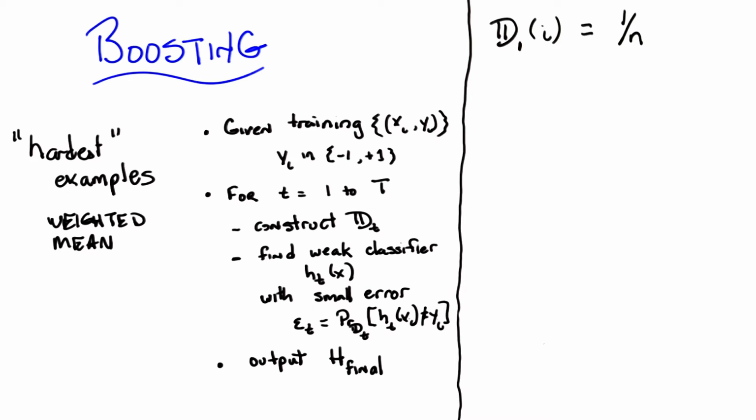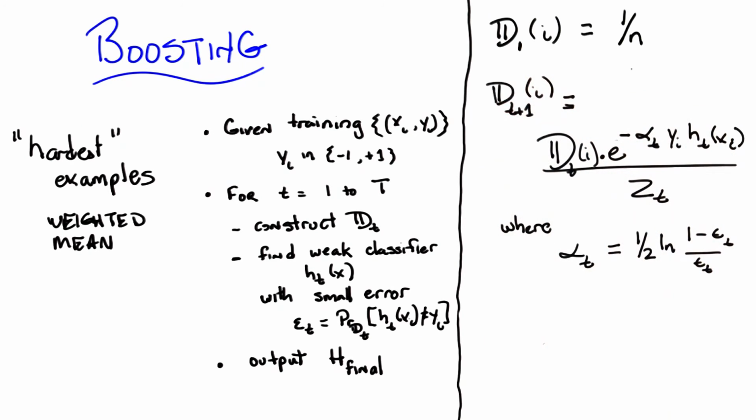But what are you going to do while you're in the middle? So here's what I'm going to do, Michael. At every time step t, I'm going to construct a new distribution, d sub t plus 1. Okay, so here's how we're going to construct the distribution at every time step. I'm going to create the new distribution t plus 1, for each example i, to be the old distribution at time t times e to the minus alpha t times y sub i times h sub t of x of i, all divided by z sub t. So that's pretty obvious, right?